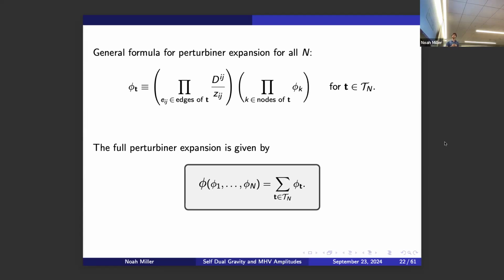How many terms appear in the sum for n gravitons? I think I have some formula in the paper. It's roughly something like n to the n minus 2, something like that. It's from some theorem due to Euler or Cayley or something. It's some old formula.